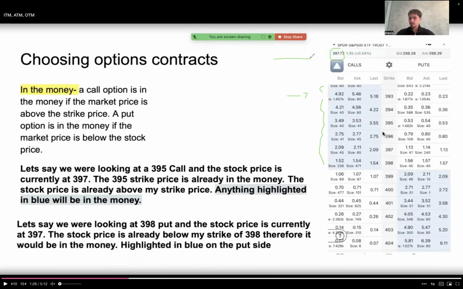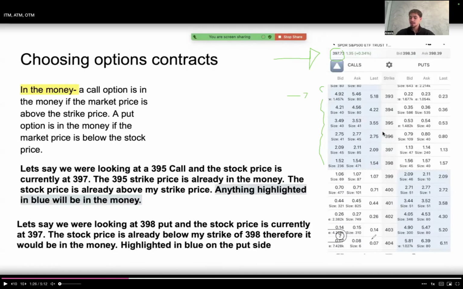So let's take a look at this price. That's the price we're currently at on the stock. Let's just say 398 to keep it simple. We already passed 391, 392, 393, 394, 395, 396, 397. Right? We already passed all of those numbers. So therefore, those contracts are in the money. They're highlighted in blue. We've already passed them.